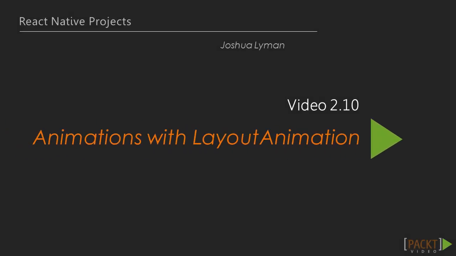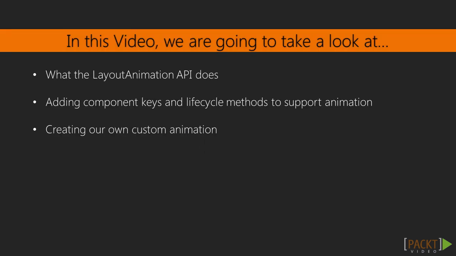We previously covered some styling with Flexbox and talked a lot about application state in our last video. In this video, we're going to cover doing some animations using the LayoutAnimation API of React Native. We'll cover what the LayoutAnimation API does and what it's good for, and we'll learn how to add keys to components and lifecycle methods to our classes to support that animation.